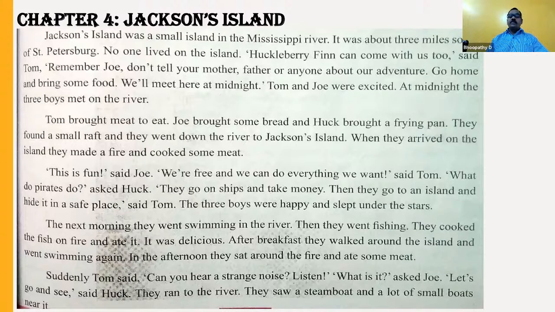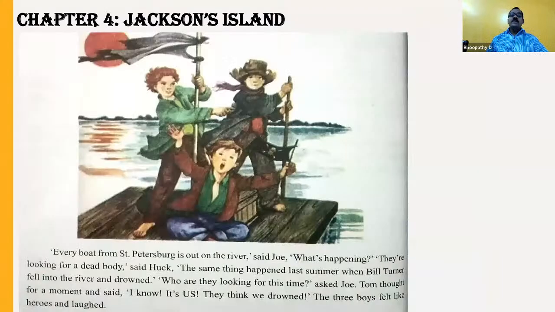Suddenly, Tom said, "Oh, do you hear something? Some kind of noise?" Yes, they heard some strange noise. They found an engine boat and small boats. Every boat was in the Mississippi River, the steamboat and all other small boats, all in search of dead bodies. "Every boat from St. Petersburg is out on the river. What's happening? They are looking for a dead body."